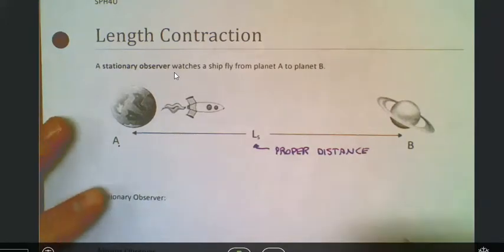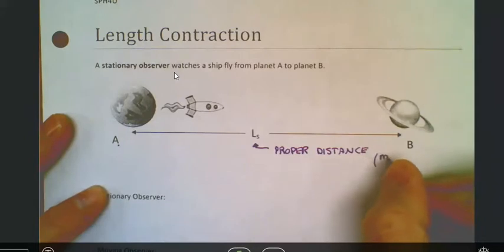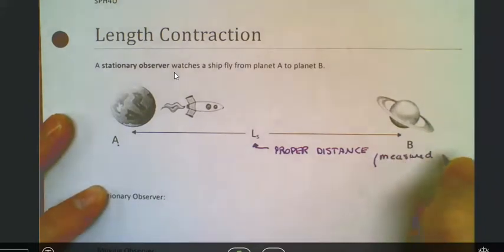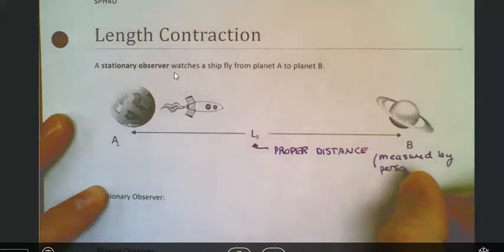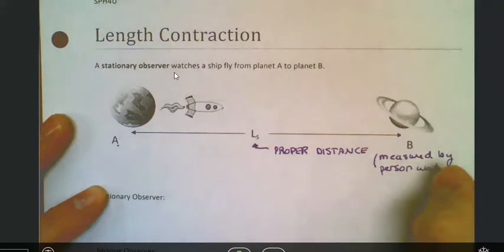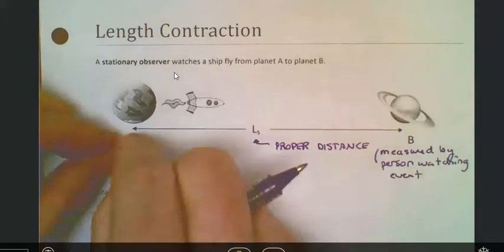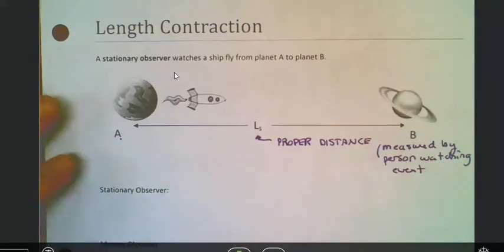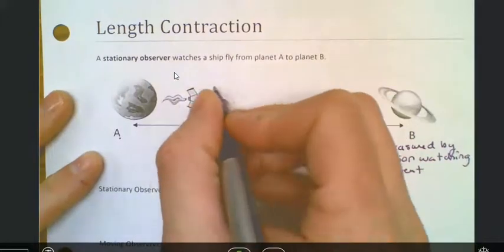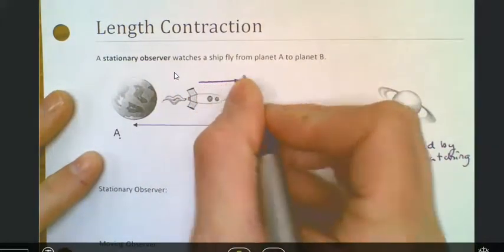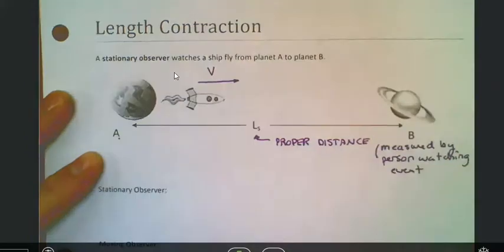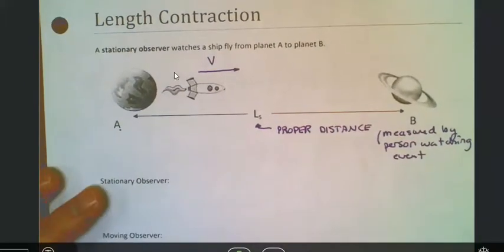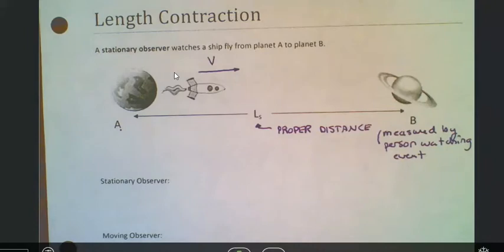So when I say proper distance, I say it's measured by the person watching the motion or watching the event. So I'm watching that ship fly by, so I would physically get out a ruler and measure that distance. A stationary observer watches a ship fly by. This ship is moving at a very, very fast speed. In fact, this fast speed is approaching the speed of light. In fact, any speed will do it. It's just that we won't notice it.